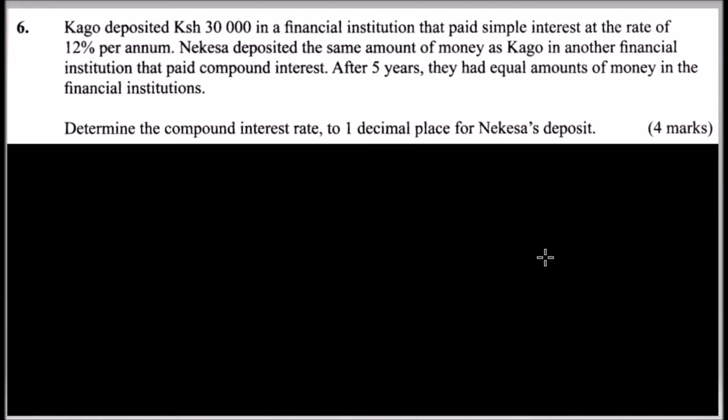for Nekesa's deposit. So here, let's start with Cargo. Cargo had that 30,000, and he invested in what we call simple interest. The formula for finding simple interest is PRT over 100, where P is the principal, R is the rate, and T is time.